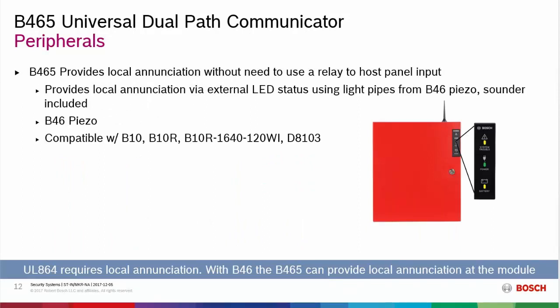For those installations where you're going to use the B465 to capture and transmit communications from fire panels, we provide an option for local annunciation so that it complies with the UL 864 standard that Chris mentioned earlier for fire alarm systems. This option is the B46 external annunciator, and it can be added to the B10, the B10R, and the D8103 enclosures. It's also included on the enclosure kit I mentioned on the previous slide with the wire-in transformer, and it provides local annunciation with a sounder and LED lights for system trouble, power, and battery status.